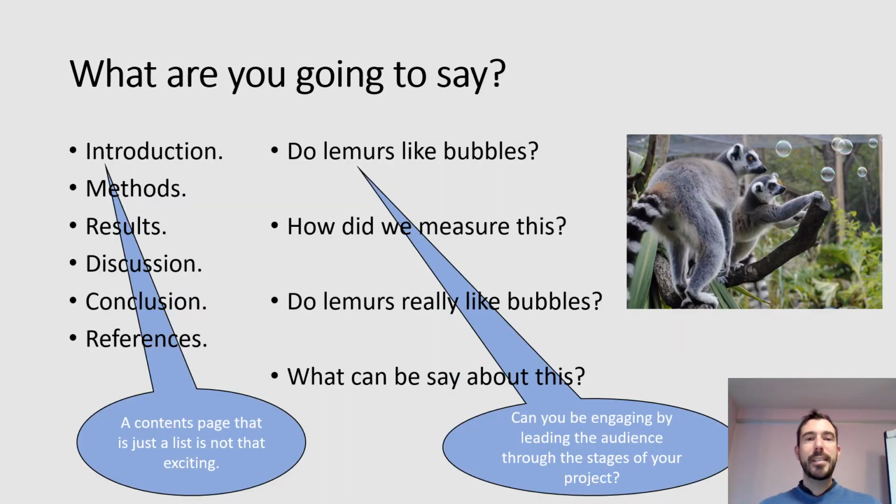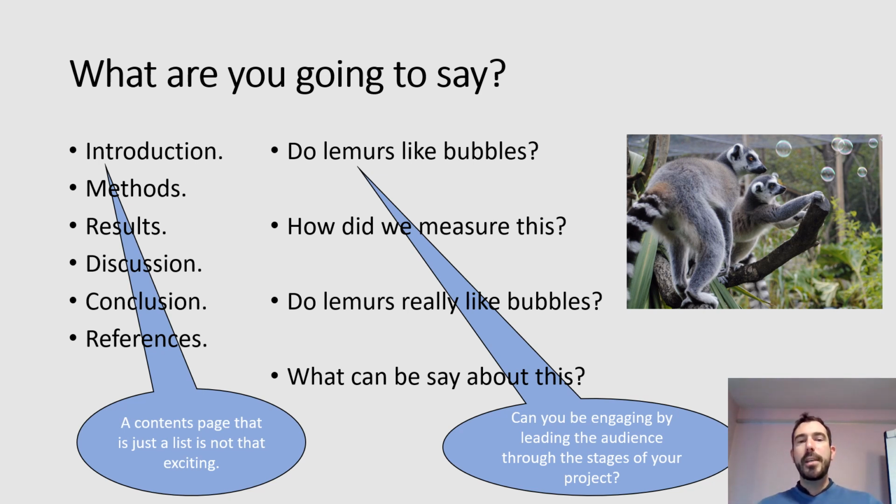So here is an example of thinking about what you could say and how you could say it. On the left-hand side, I've got a standard list that somebody might put on their aims or objectives or introduction slide to their presentation. They've just simply listed introduction, methods, results, discussion, conclusion, and references. This reads like a contents page. It's not very exciting. It's simply a list of the things that you will cover.